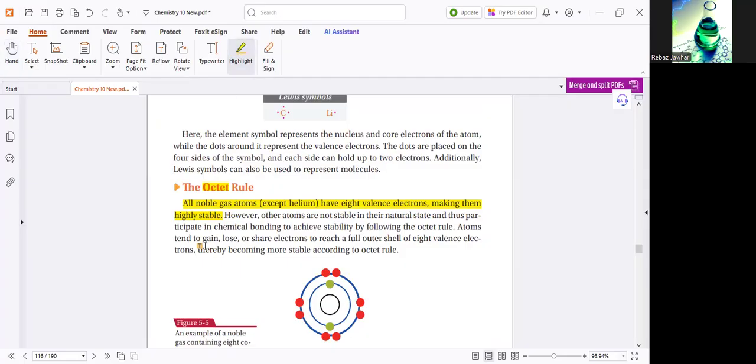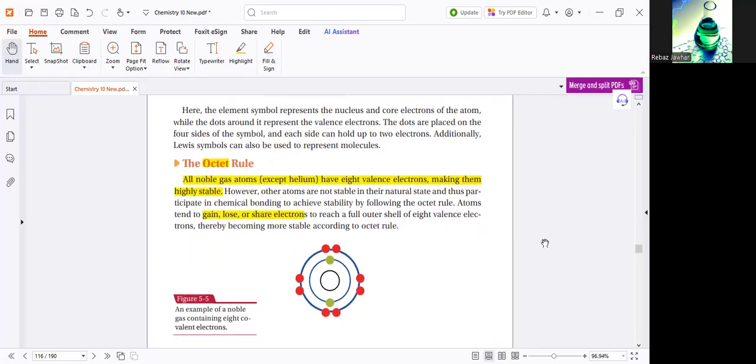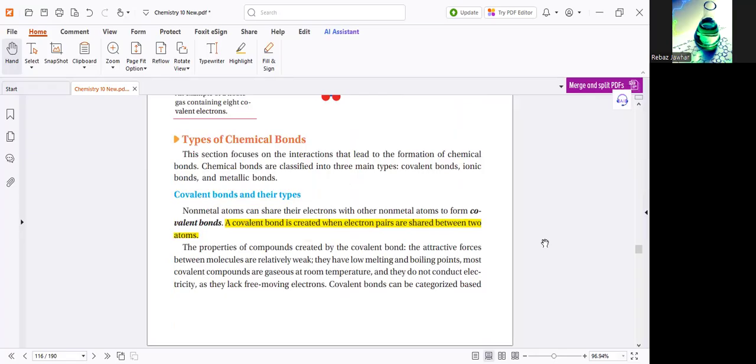Please highlight these 3 statements: gain, lose, or share electrons. For what? For the other elements rather than noble gases. Why are the other atoms doing that? So as to get stability, resembling the noble gas. The other elements from the periodic table tend to gain, lose, or share their electrons so as to resemble noble gases, and they will be very stable. This is the octet rule.